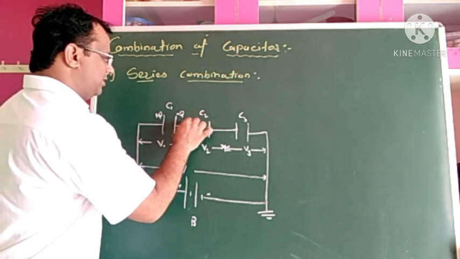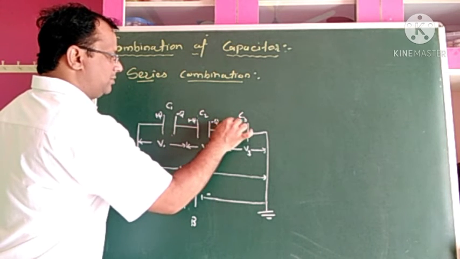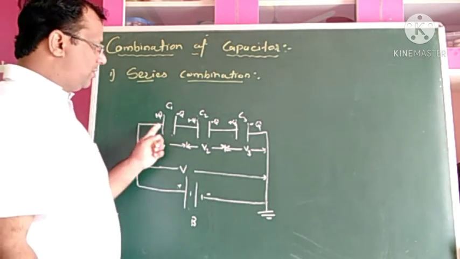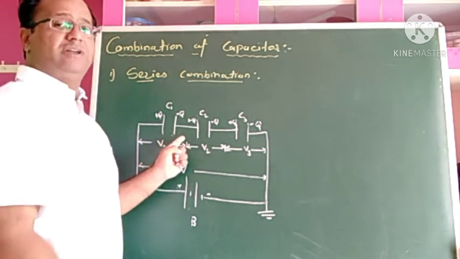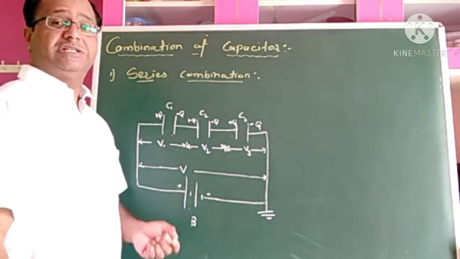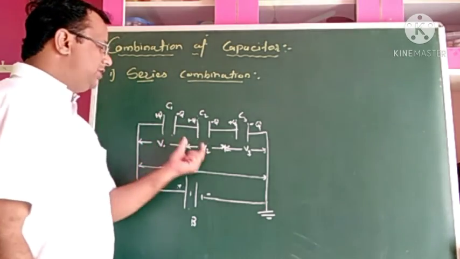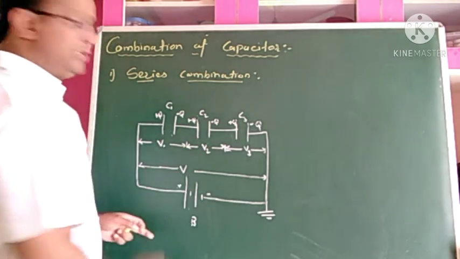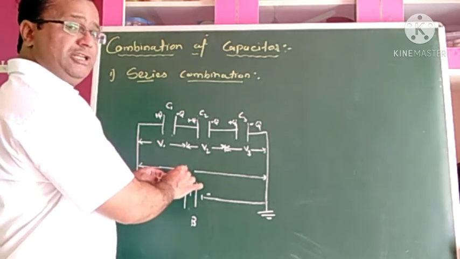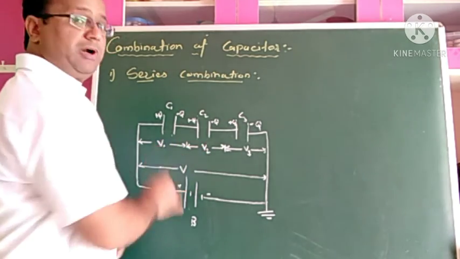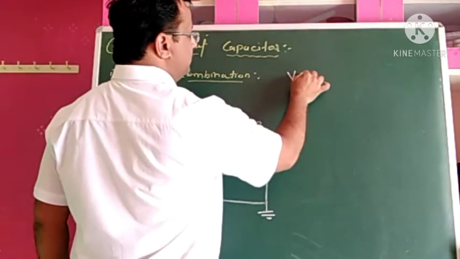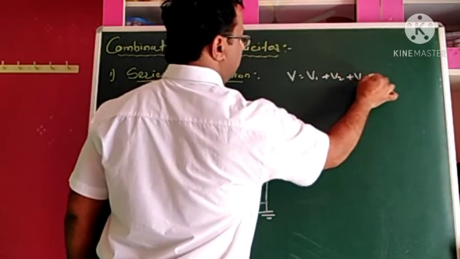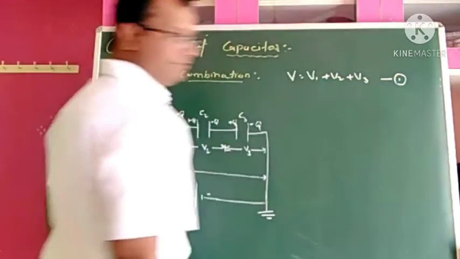Similarly for the second one, this will be the plus Q, this will be the minus Q, this will be the plus Q, this will be the minus Q. It means that on each plate of each capacitor the number of charges is the same, only their potential drops are different. Here the total potential is V, and this V is divided into three parts. So V equals V1 plus V2 plus V3. Suppose this is equation number 1.